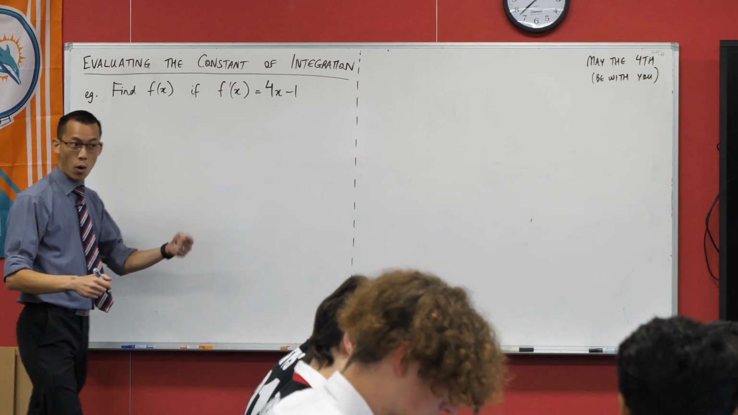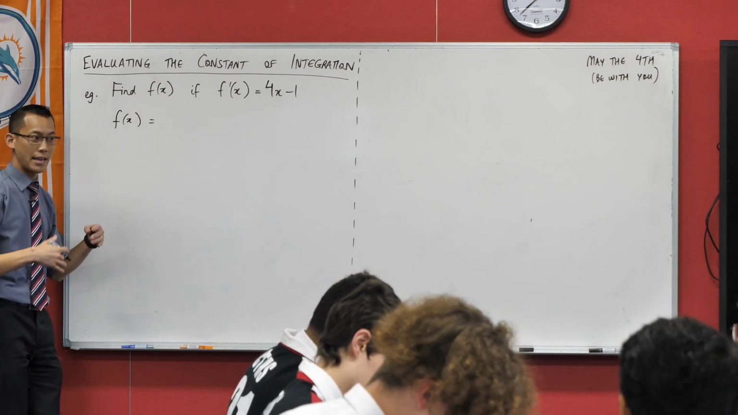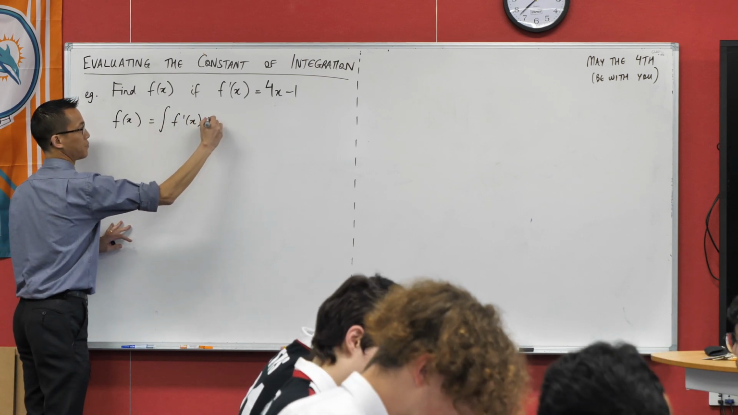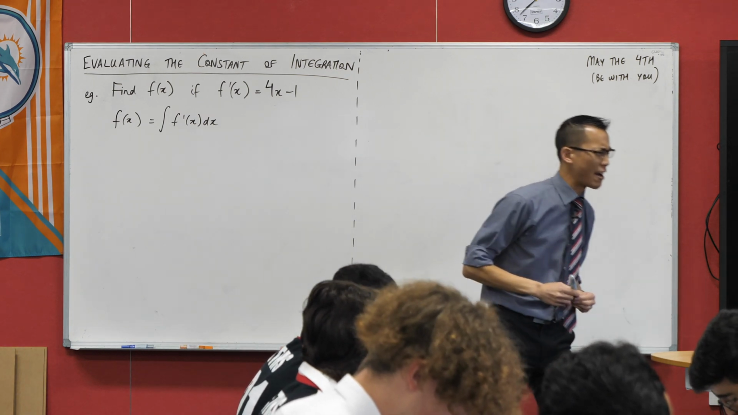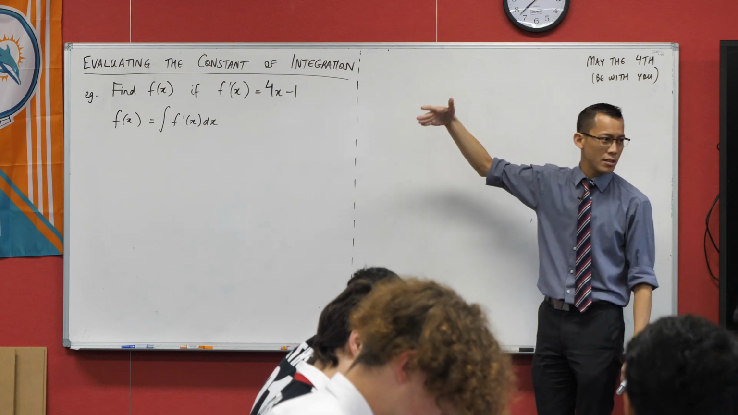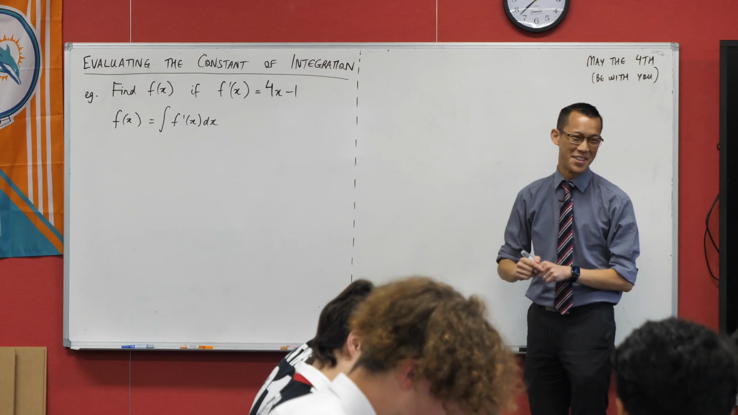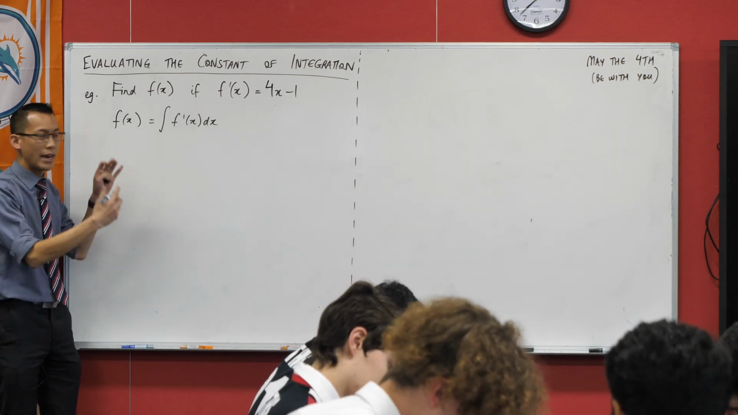If we want to get f of x, the way we would do it is by saying, let's integrate f dash, right? Because I have no boundaries here. There's no finding an area or something like that. You've been doing trapezoidal rule recently. There's no boundaries, so this is definitely indefinite, which means we're going to get this constant of integration flying out the end. Why don't we go ahead and do that?